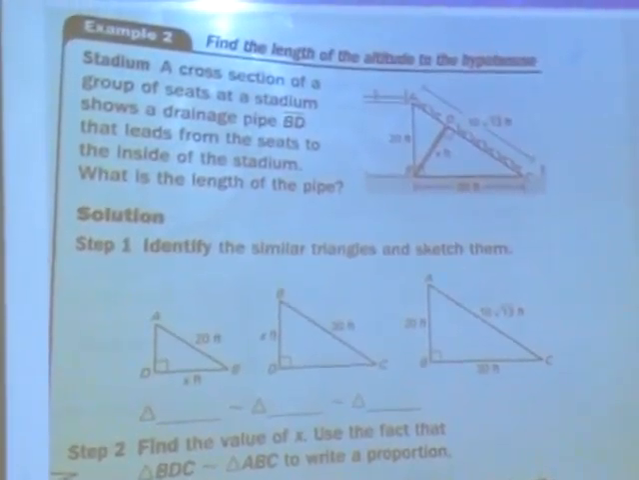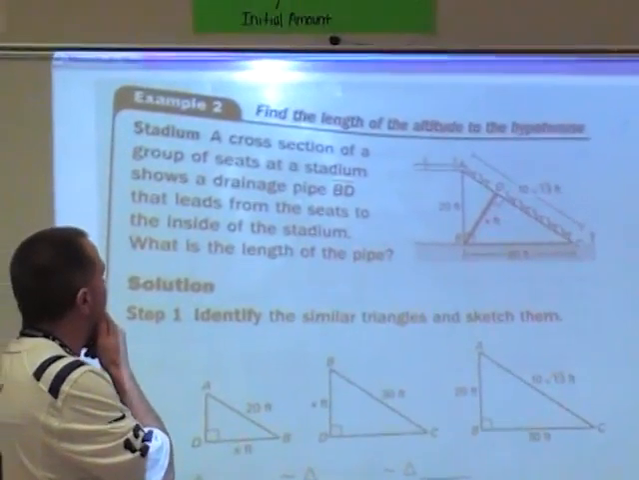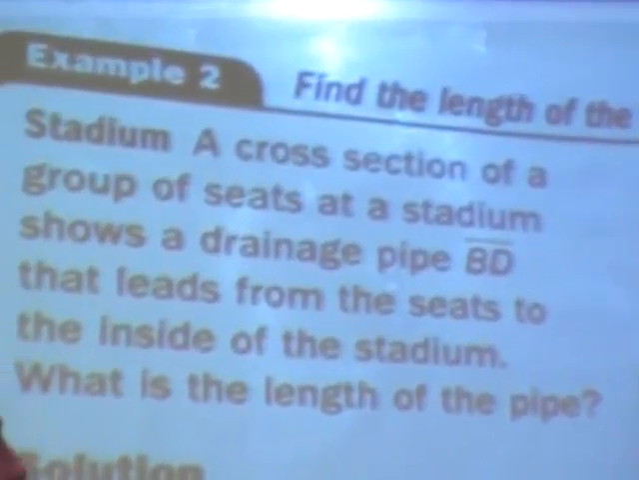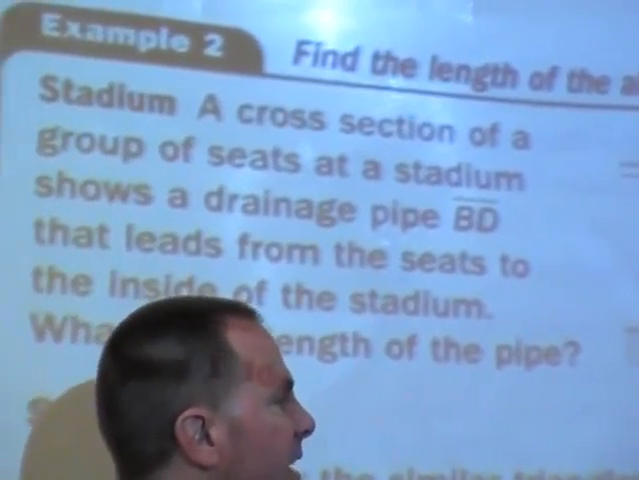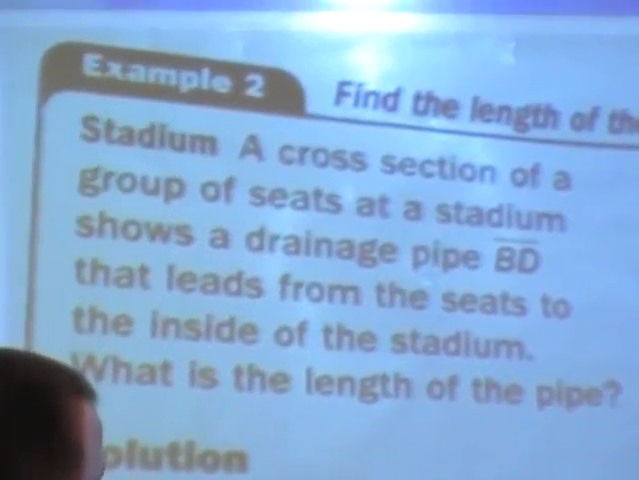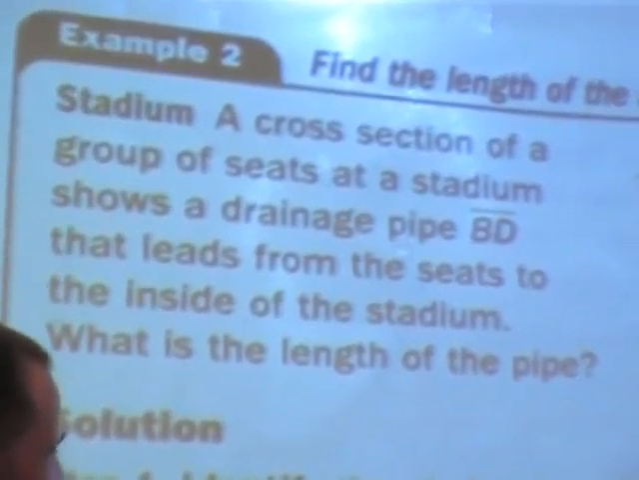Cross section of a group of seats at a stadium shows a drainage pipe BD that leads from the seats to the inside of the stadium. What's the length of the drainage pipe? In this case, it's easier if you draw the three triangles out so you can set up proportions. If you set up the proportions, then you can get what x is.